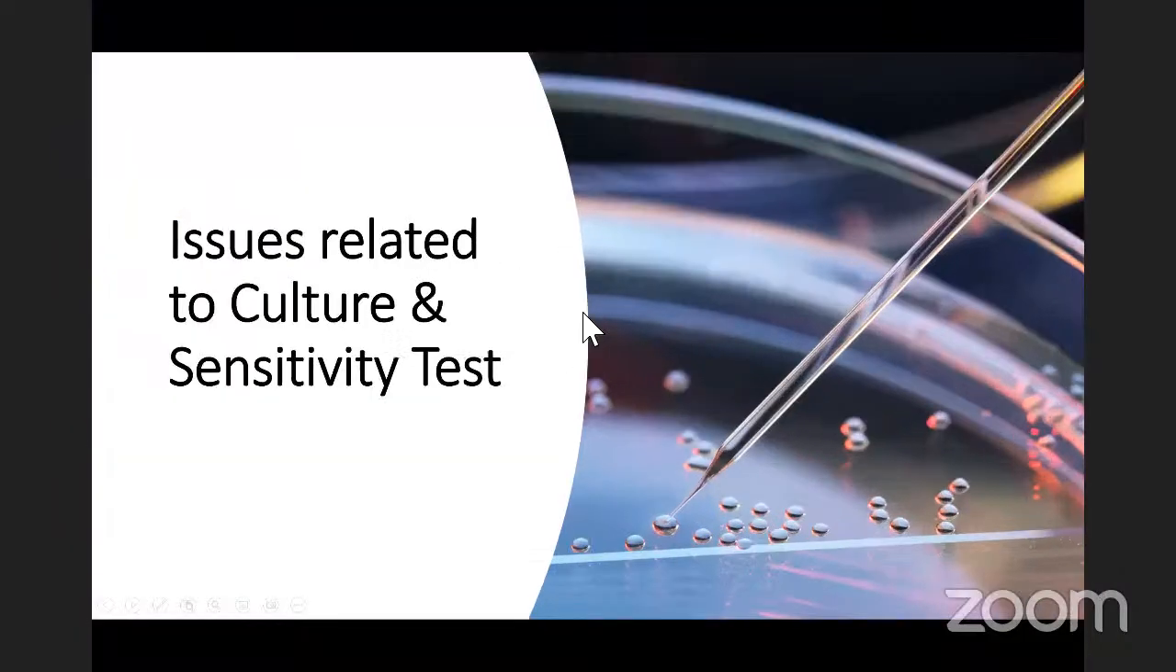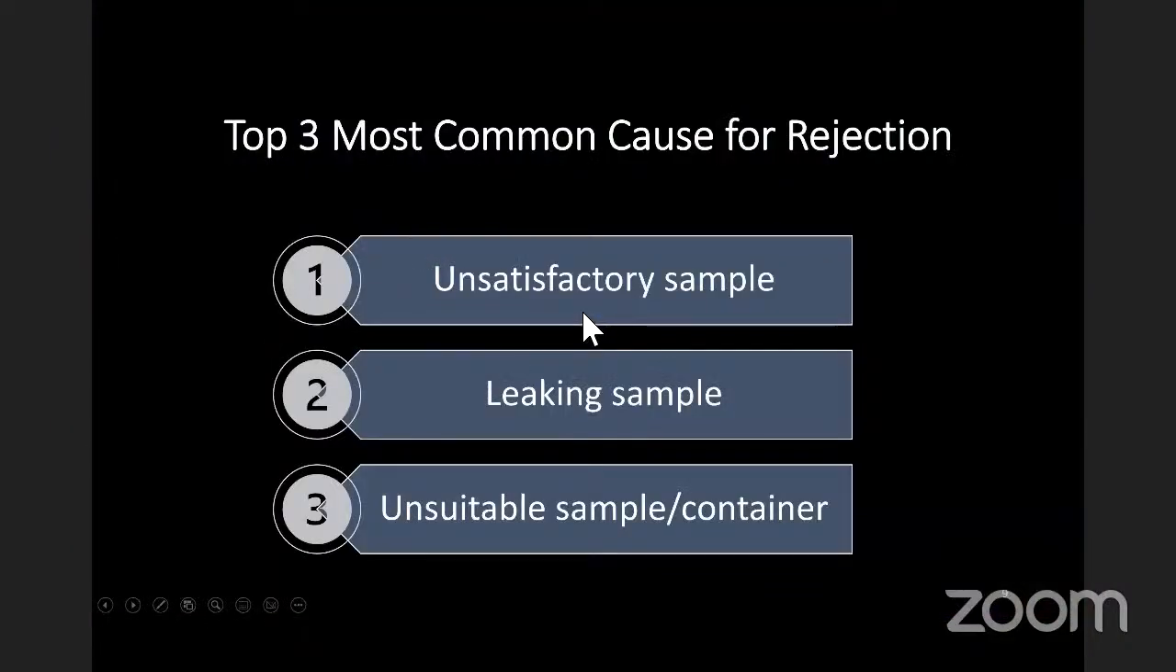So this one, other issues related to culture and sensitivity tests. For our microbe lab, this is the top 3 most common causes for rejection of C&S test requests. The first one is unsatisfactory sample. The second one is a leaking sample container. And the third one is unsuitable sample or unsuitable container.